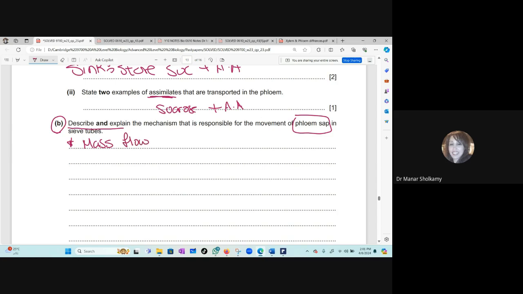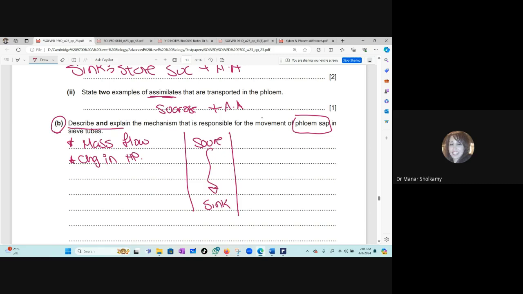Now, then you will continue by saying the reasons why this mass flow is generated. Why do the assimilates move from the source to the sink? What is the force that is driving the assimilates from the source to the sink? Hydrostatic pressure. Exactly. So you will discuss the changes in hydrostatic pressure. There is a big story here.